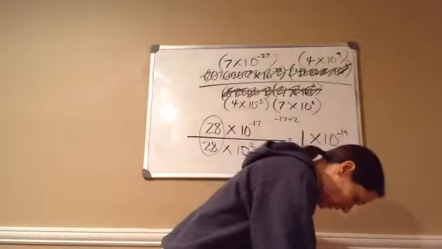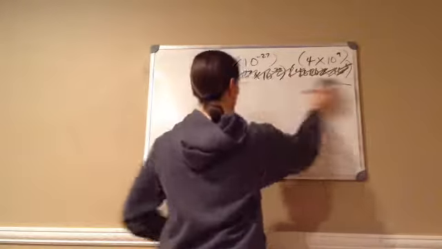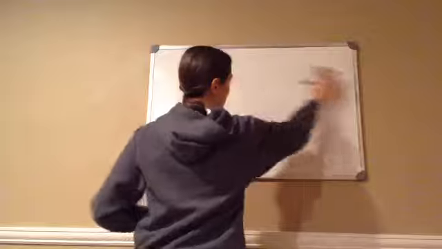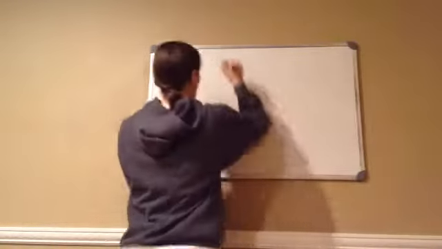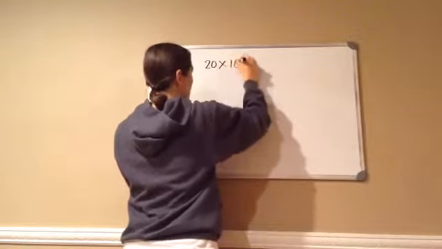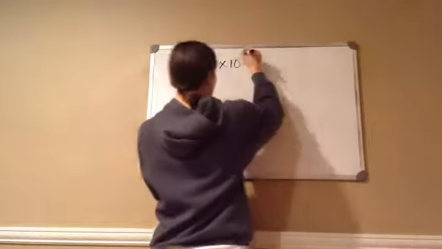I'm going to do one more of these to make sure you're understanding it. I would recommend watching it to make sure you're understanding it very well. Okay? Last one. Here we go. 20 times 10 to the negative 45.